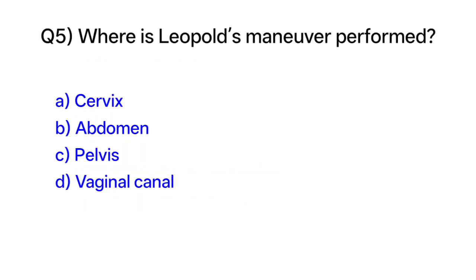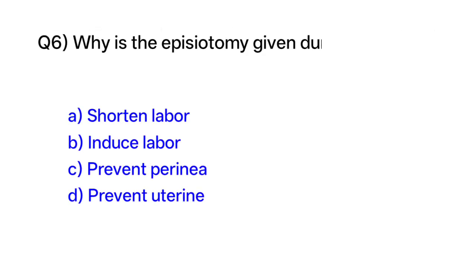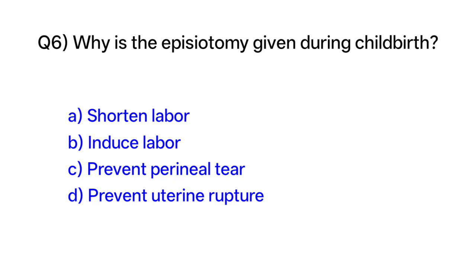Question number 5. Where is Leopold maneuver performed? The correct option is B. Abdomen. Question number 6. Why is the episiotomy given during childbirth? The correct option is C. Prevent perineal tear.